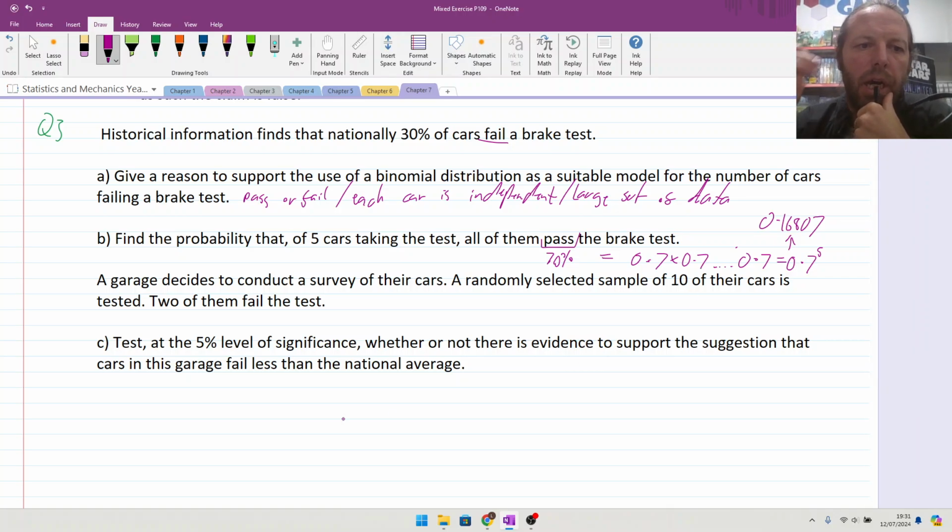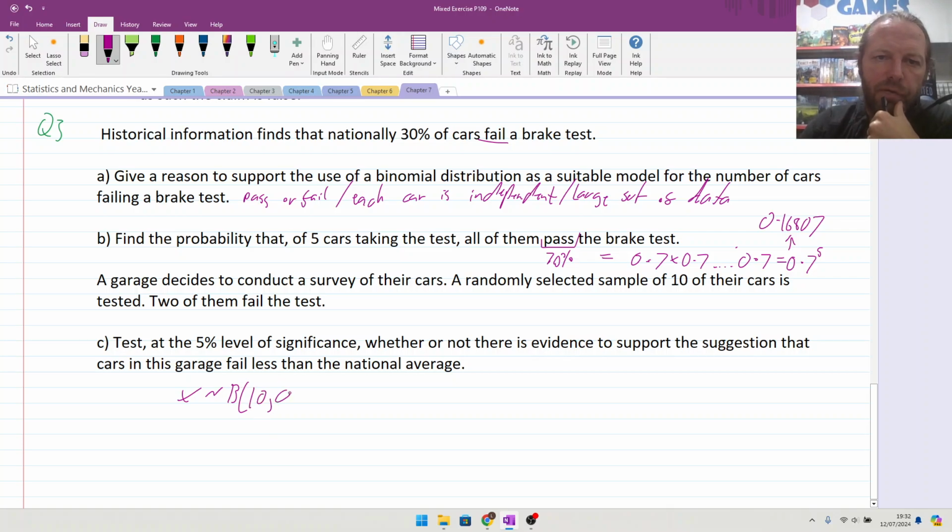A garage decides to conduct a survey of their cars. A randomly selected sample of 10 of their cars is tested. 2 of them failed the test. Test at a 5% significance whether or not there is evidence to support the suggestion that the cars in the garage fail less than the national average. So let's set this up on the binomial. We have taken a sample of 10. We have the chance of failing of 0.3.